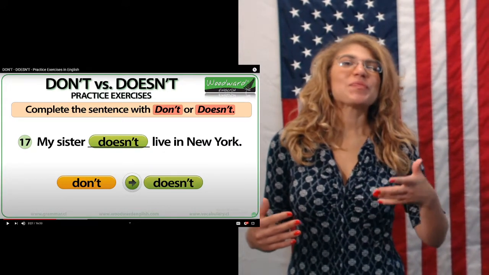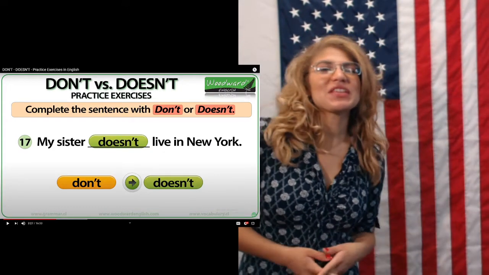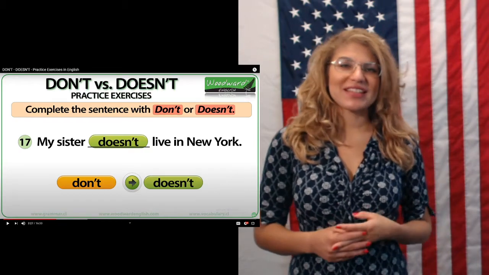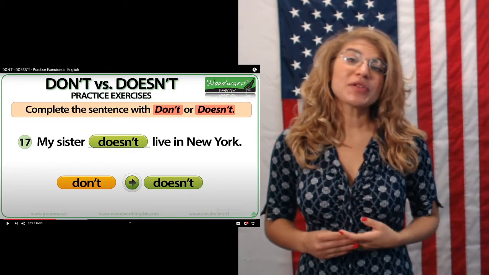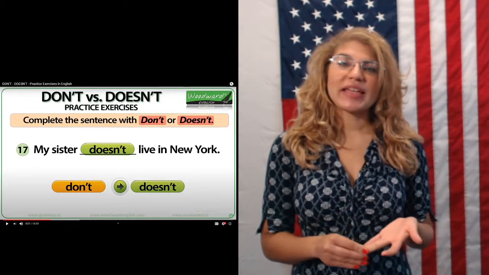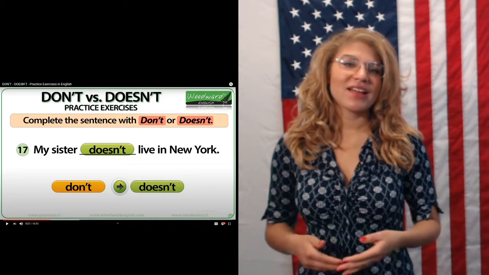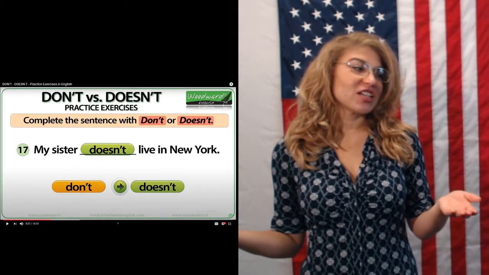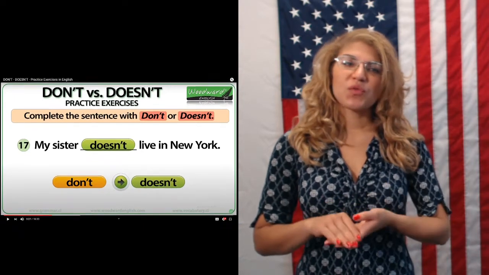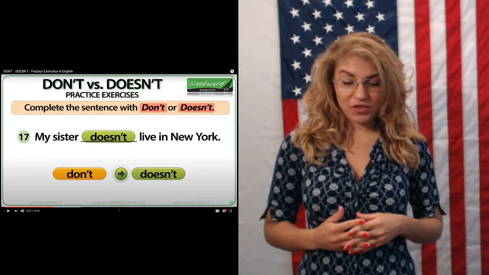So when we use the third person singular, third person singular is when you have the subjects he, she, or it for things, singular things.